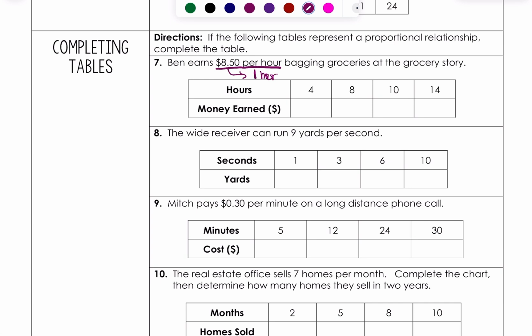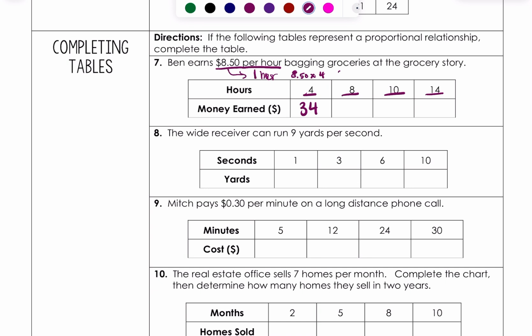Okay, so when I'm filling out this table, I have to look at my hours here. I have 4, 8, 10, and 14. What we're going to do here is multiply, because I could add them every single time. I can add 8.50 plus 8.50 plus 8.50 plus 8.50. You can do that, but multiplication would do the exact same thing. So when I take 8.50 times the 4, I will get what my y value equals right here. Okay, and 8.50 times 4 gives you 34.